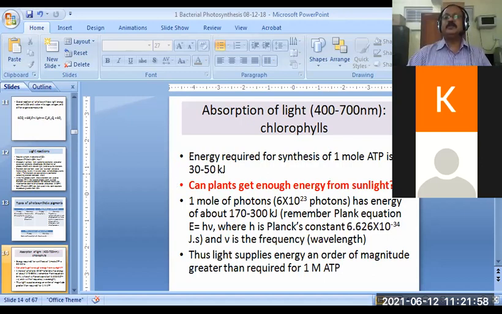Who wants to answer this? Yes, Aishwarya. The mole is a unit which is 6.023 into 10 to the power 23 units of that substance. 6.023 into 10 raised to 23.